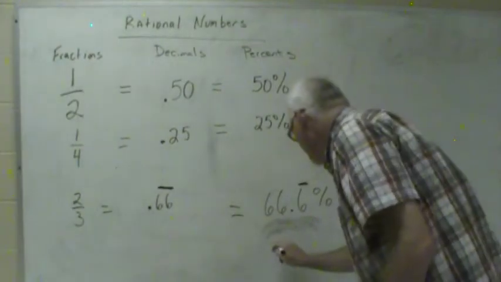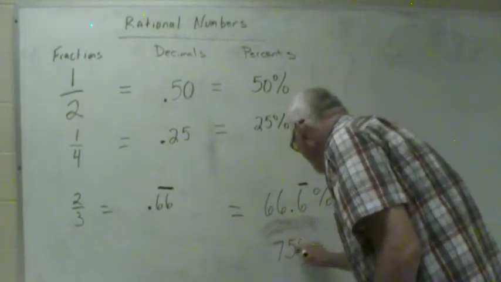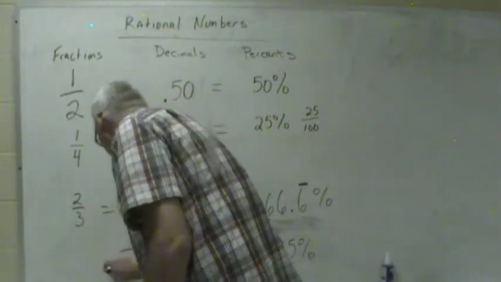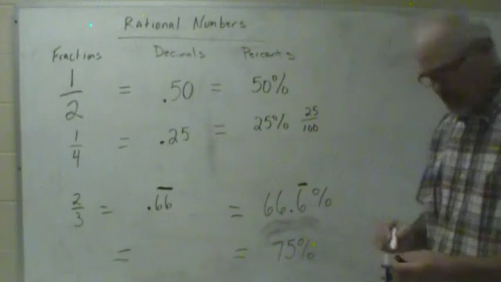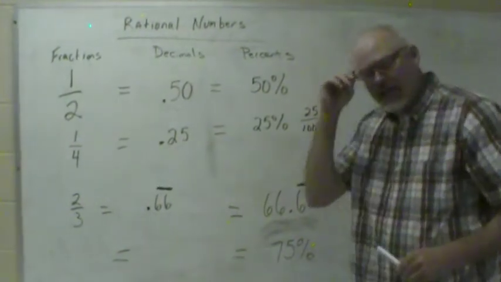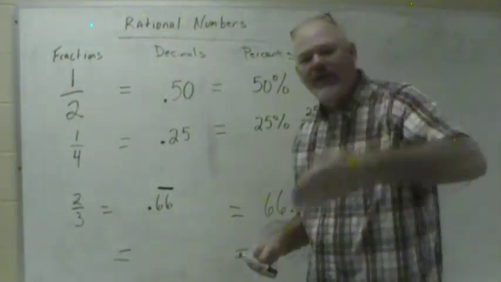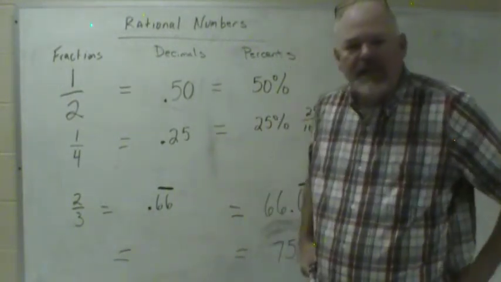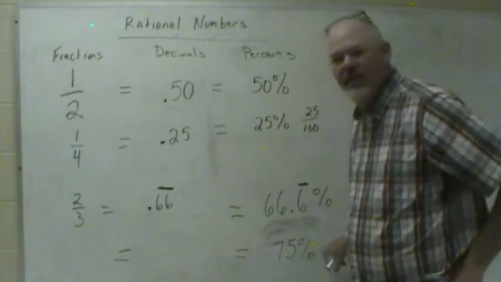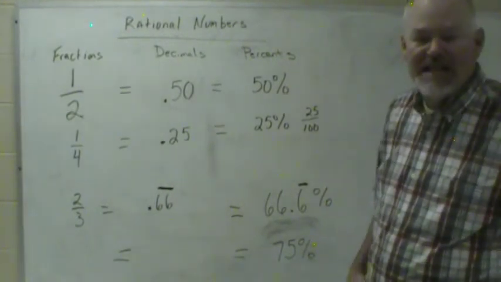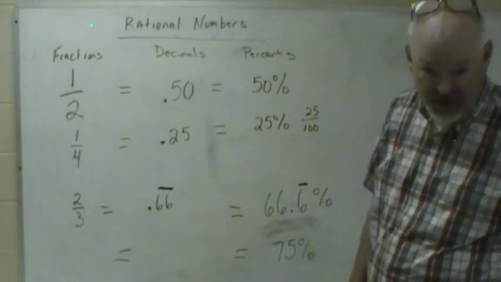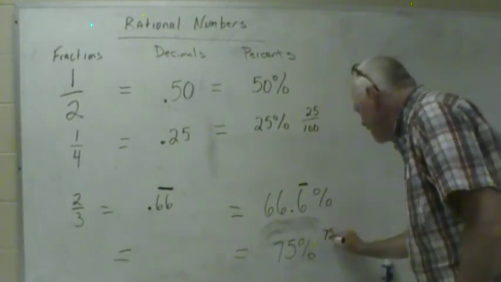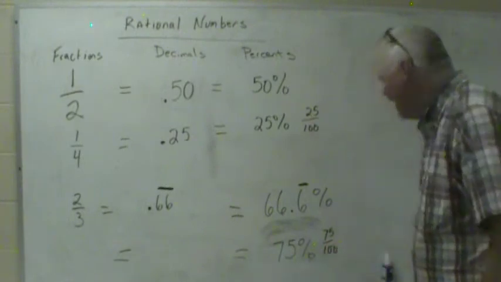Let's start here with 75%. This is going to be a common one, you will know. If I start with the percent, what if you got 75% on one of my tests or quizzes? What's that mean? 75%. That means that you got 75 out of 100. Percent is always out of 100. So this is the same as 75 out of 100, right?